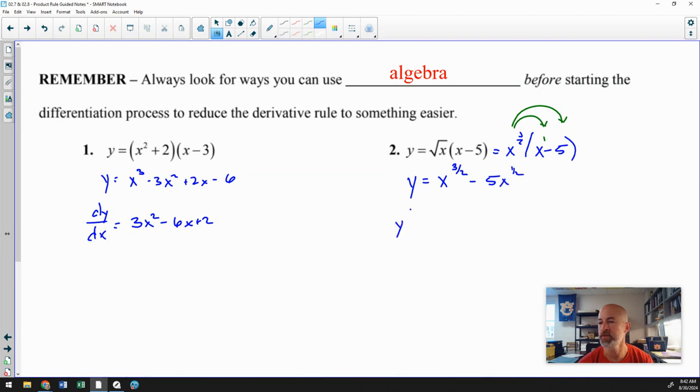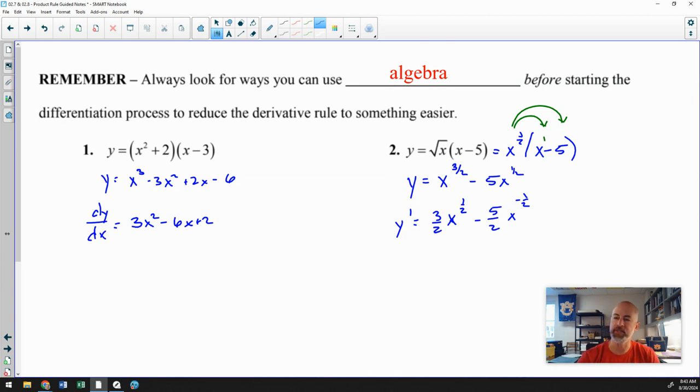And the derivative, y prime, would be 3/2 x to the 1/2, minus 5/2 x to the, that's not negative 1/2, that should be positive 1/2. 3/2 minus 1 is 1/2. There we go. And then 5/2 x to the negative 1/2.